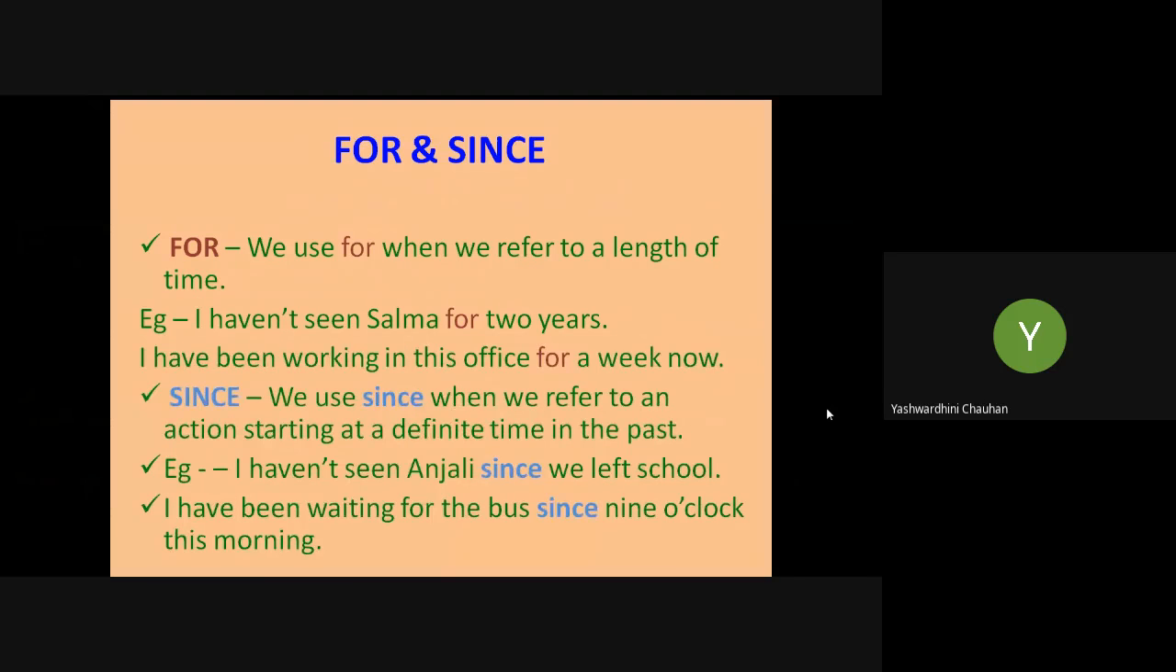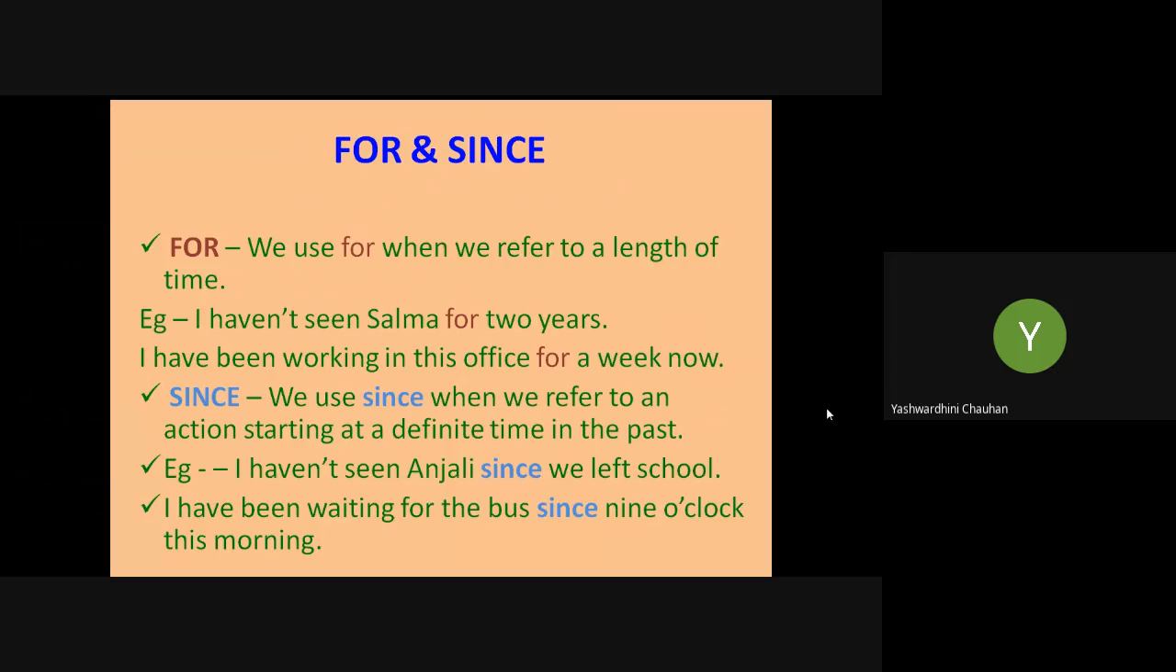Let's also see for and since. Why do we use for? We use for when we refer to a length of time. Example, I haven't seen Salma for 2 years, which means for at least 2 years I have not seen her, and before 2 years I had seen her. I have been working in this office for a week now.